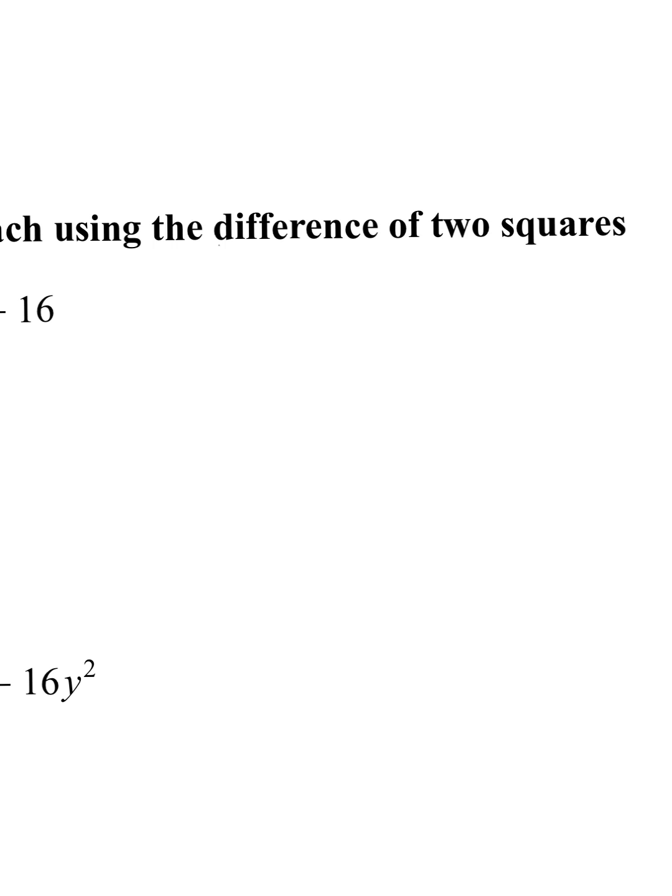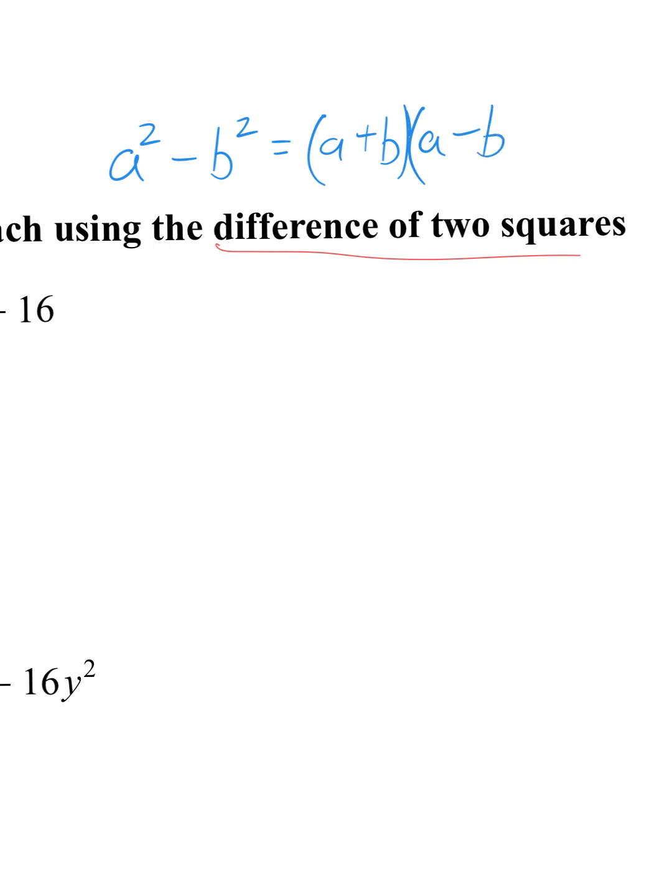The difference of two squares, sometimes abbreviated as DOTS, follows a very simple formula. If you have two squares being subtracted, a squared minus b squared, the factored form is a plus b and a minus b. And again, the order of those two doesn't really matter. You could put a minus b first and a plus b second. If we can identify that the two pieces being subtracted are squares, we can use this formula.